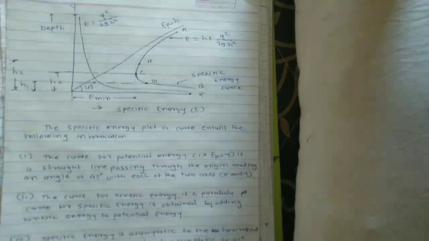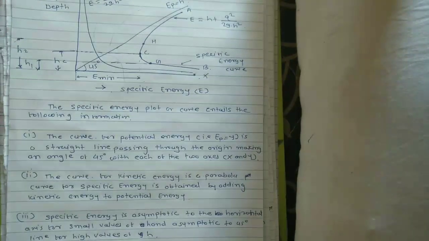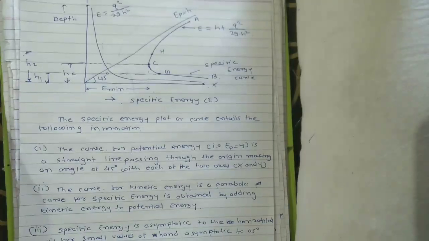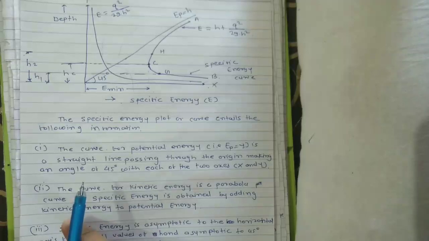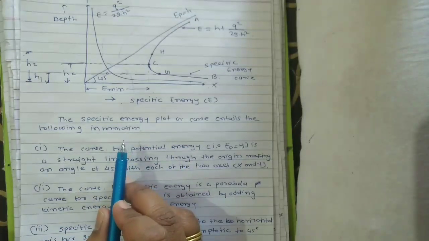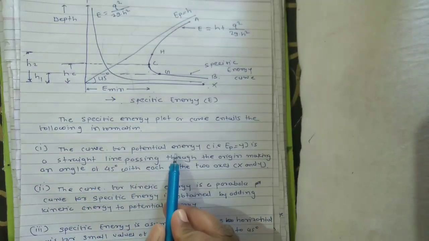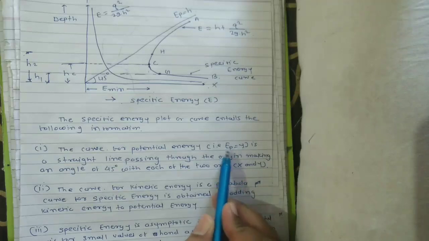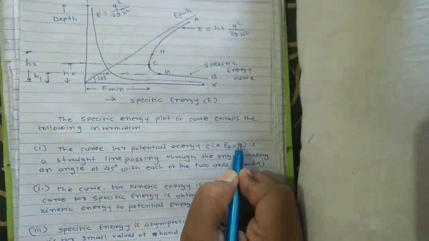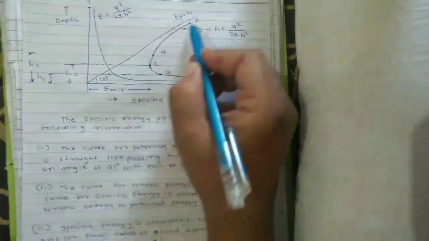Now if you observe this specific energy curve, this specific energy curve or plot entails the following information or properties. Now the first one is what? The first information is the curve for potential energy, that EP is equal to y. This is the equation of that potential energy, where y is nothing but h, the depth of the flow. It's a straight line. So this is your what?